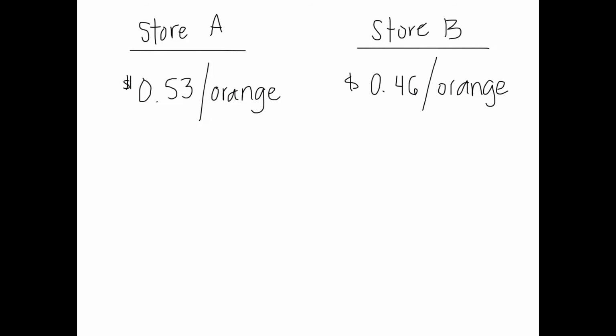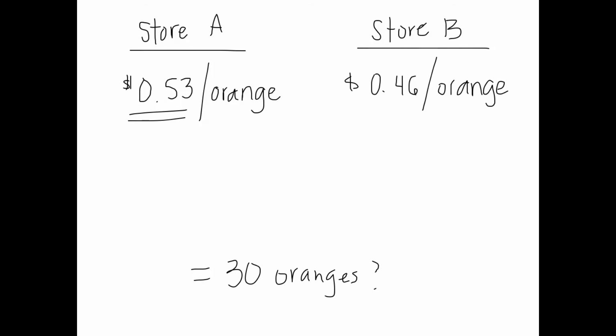So let's look at what we know now. We know the unit rate for each store. Store A costs 53 cents per orange, and store B costs 46 cents per orange. But we want to know how much it costs for 30 oranges from each store. If we know the price for one orange, how can we find the price for 30 oranges? Will the value of the oranges increase if we buy 30, or is it going to decrease? Well, the more we buy, the more we're going to spend. So we know that our number has to be larger than 53 cents.